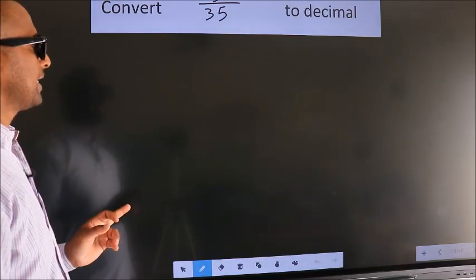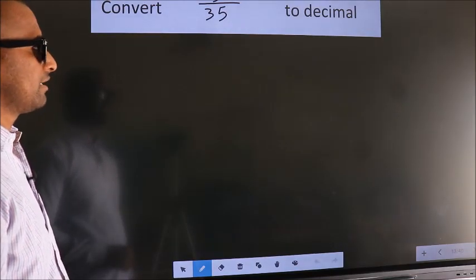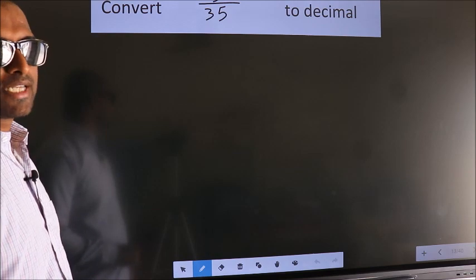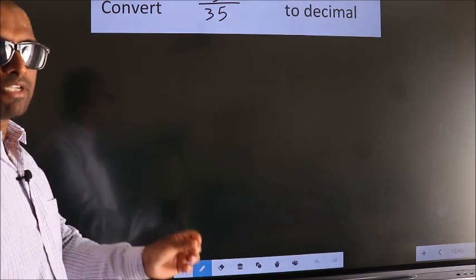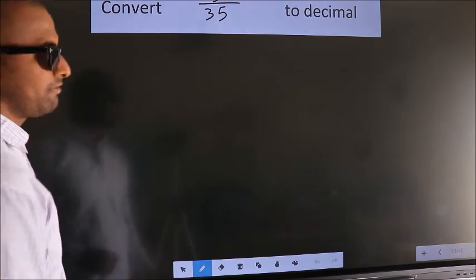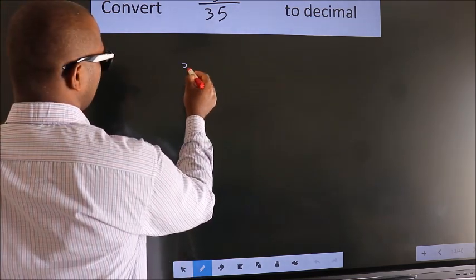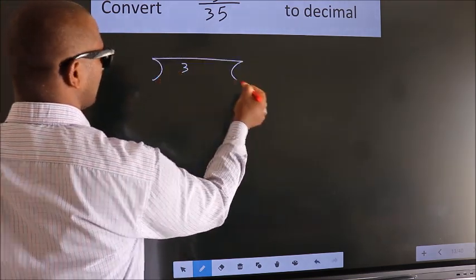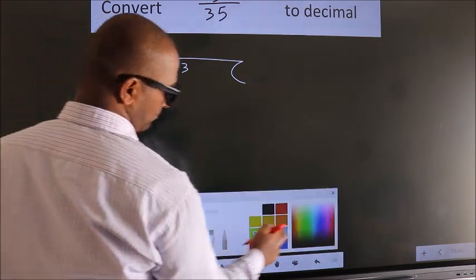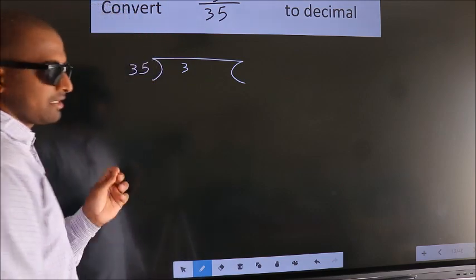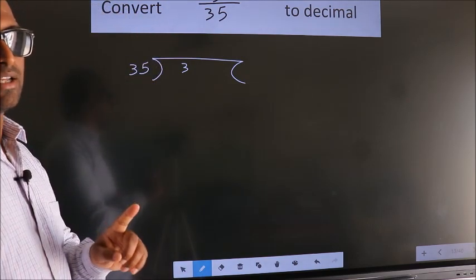Convert 3 by 35 to decimal. To convert this to decimal, we have to divide, and to divide we should frame it in this way. 3 here, 35 here. This is your step 1.